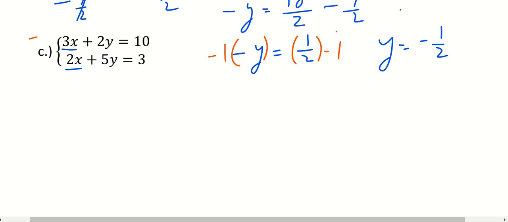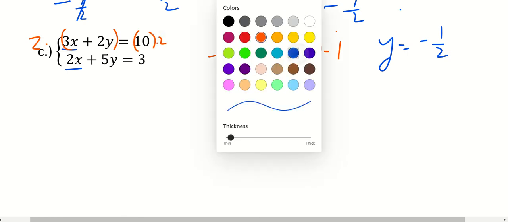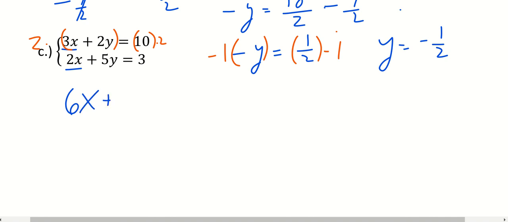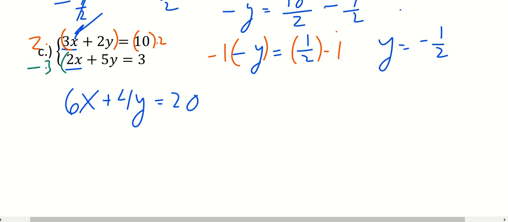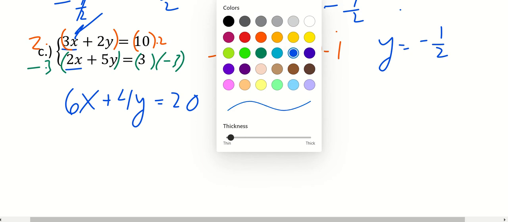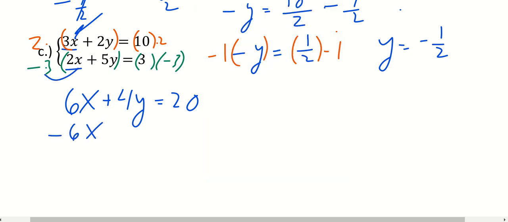So I can convert the first one. Let's multiply both sides of this equation by 2 to get the following. That's going to give us 6x plus 4y equals 20. And now I've rewritten the first equation so that it has a positive 6x coefficient. I now want to create a negative 6x because they need to be opposite in sign for the second equation. So I'm going to multiply both sides by negative 3. Negative 3 times 2x is negative 6x. Negative 3 times 5y is negative 15y. And then 3 times negative 3 is negative 9.